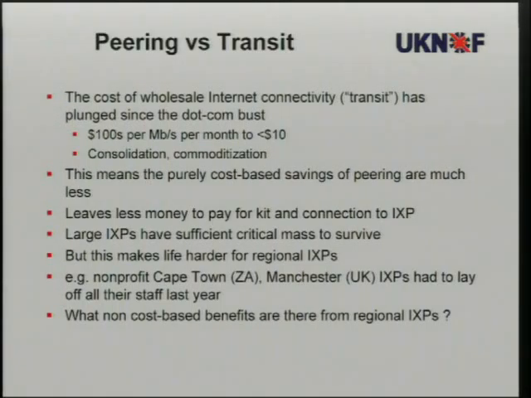20% of your traffic can be saved by peering. 20% of 10 bucks is a whole lot less than 20% of several hundred bucks. But there's a fixed cost associated with connecting to an exchange. So these days there's less money to do it. The large IXPs, obviously you've got a volume of traffic there, and you have the critical mass to survive. But if you're a regional player, the second exchange in the city, that can make life a lot harder.